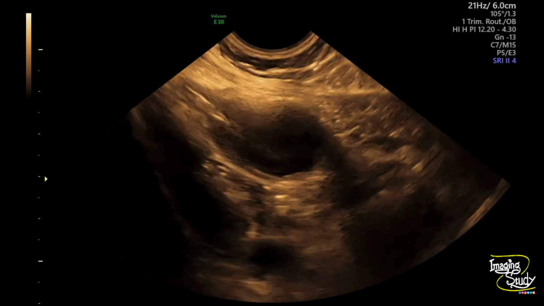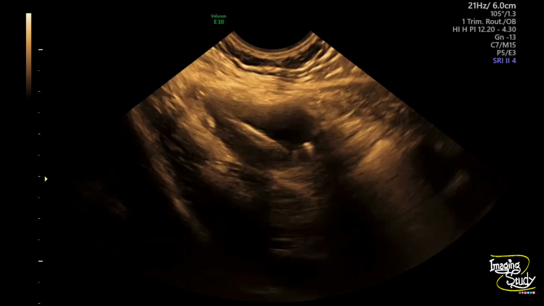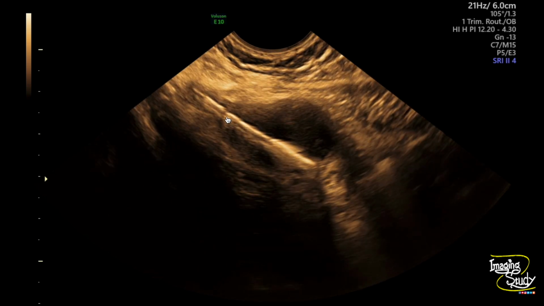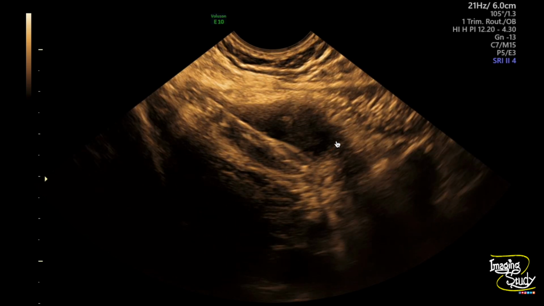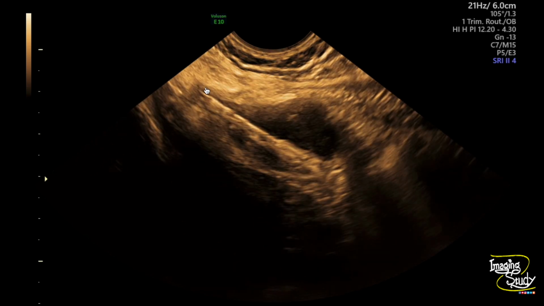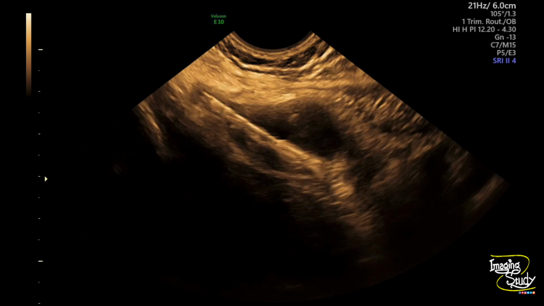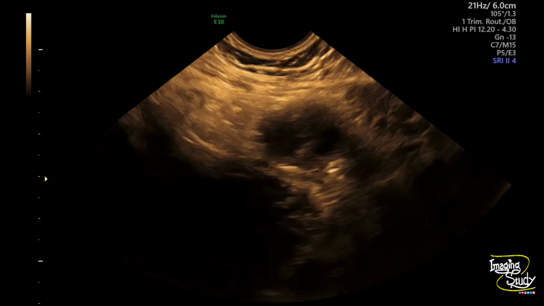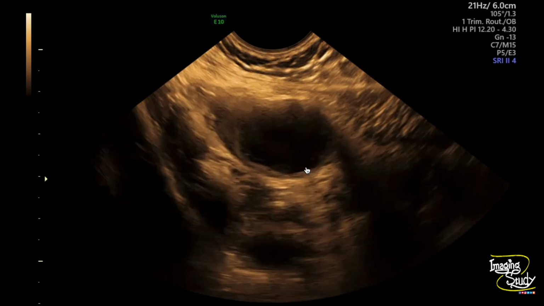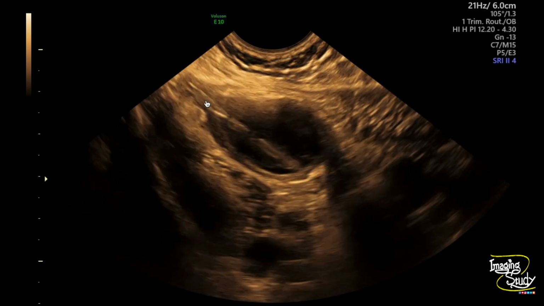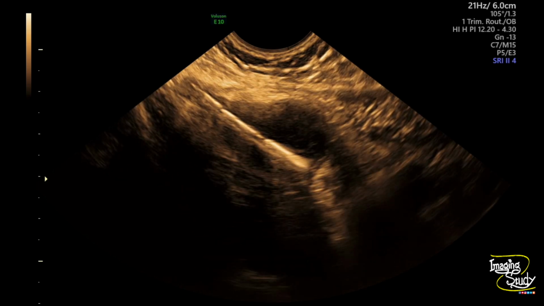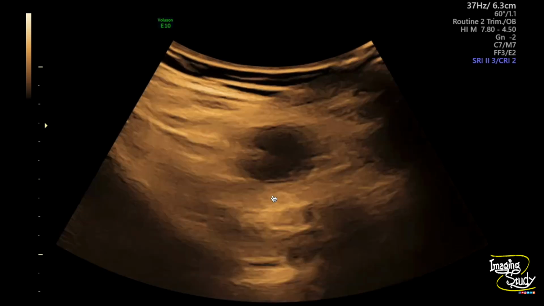Here on curvilinear transducer view, you can see on right iliac fossa there is a linear hyperechoic structure. The structure is surrounded by an oval anechoic localized collection. So this echogenic structure is nothing but the intrauterine contraceptive device, that is the copper T. So you know the copper T has a vertical and a horizontal part. Here is the vertical part. This is the horizontal part.